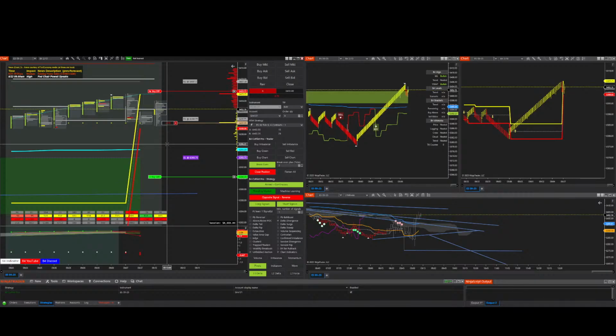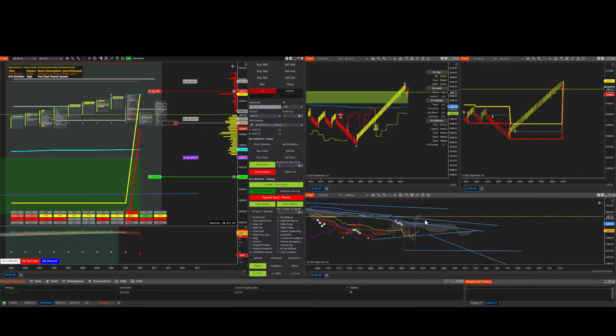But it's right there on the edge. Let's see what it's going to do. The TK cross on the 3-minute chart is a weak TK cross. It's weak because it's below the Kumo. If it would have happened above the Kumo right here, it would have been a strong TK cross. If it happens in the Kumo, the TK cross in the Kumo, it would be a neutral strength.